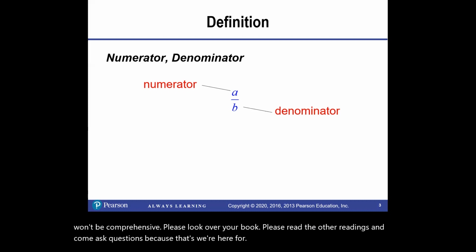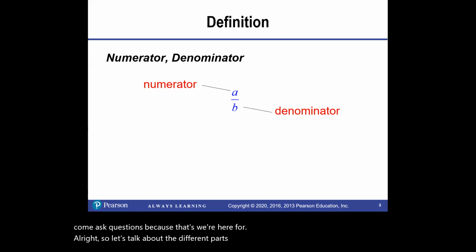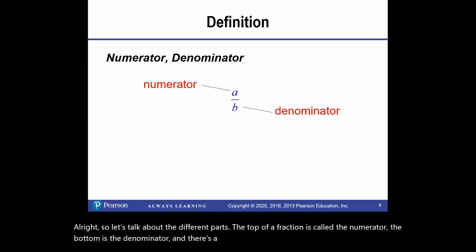All right, so let's talk about the different parts. The top of a fraction is called the numerator. The bottom is the denominator, and there's a funky line in the middle, the vinculum. You don't have to memorize that. It's just a random fact.